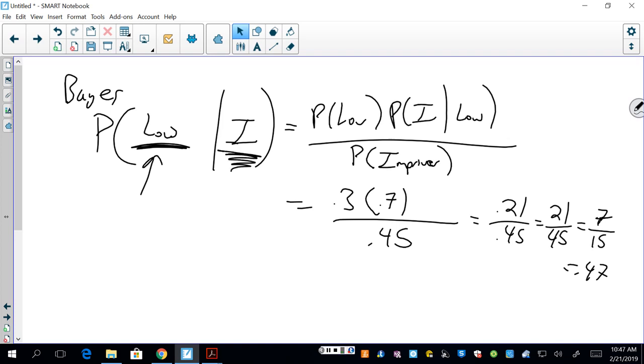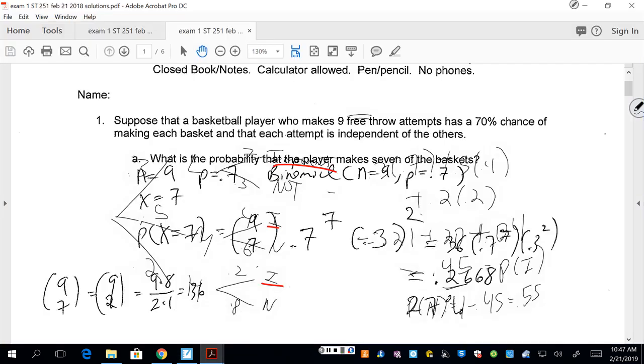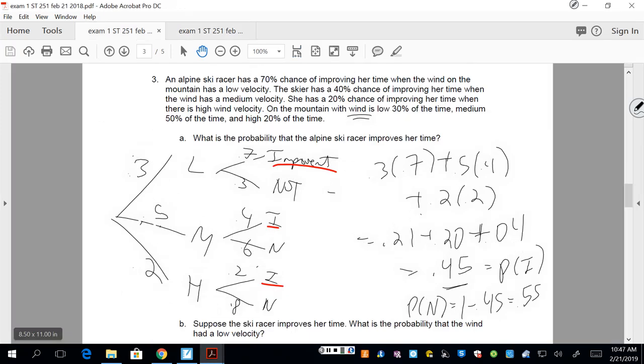So in this case, in the picture, right, given that the person improved, we know that we're in one of these 3 endpoints. And now what's the probability we're in this one out of those 3?